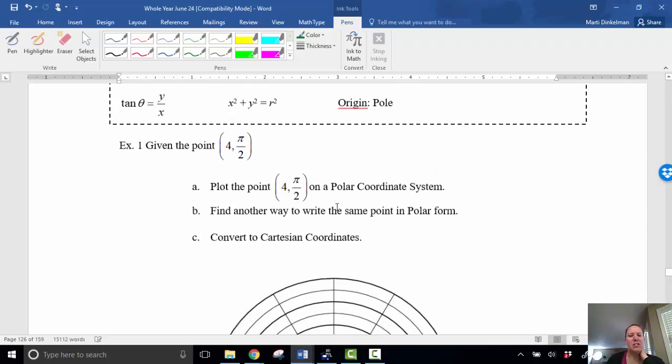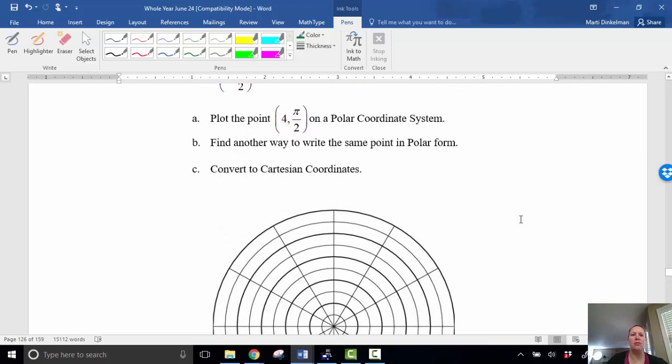Okay, so just plotting. So 4, pi over 2, I kind of like to think reverse. So find the pi over 2 first and then go 4 rings out from there. 1, 2, 3, 4. Okay, find another way to write that. Well, we could do something like, let's see, we could go backwards. So we could go 4 and then negative 3 pi over 2. We could also go 3 pi over 2, and we could have a negative radius. So if we have a negative radius, that shoots us this direction, kind of the opposite of the way.